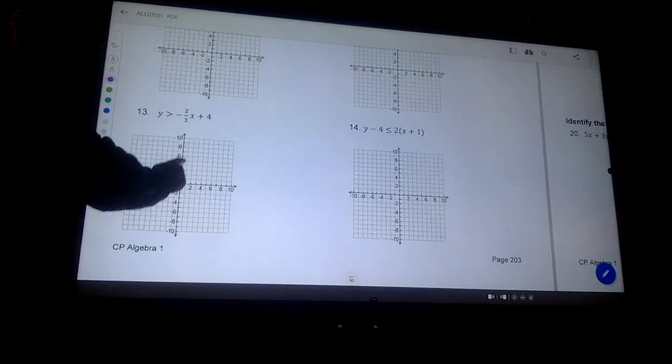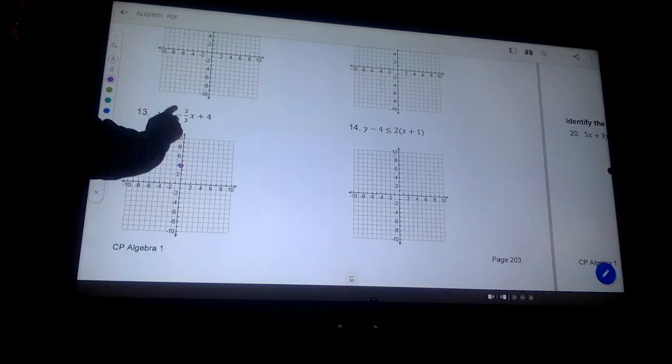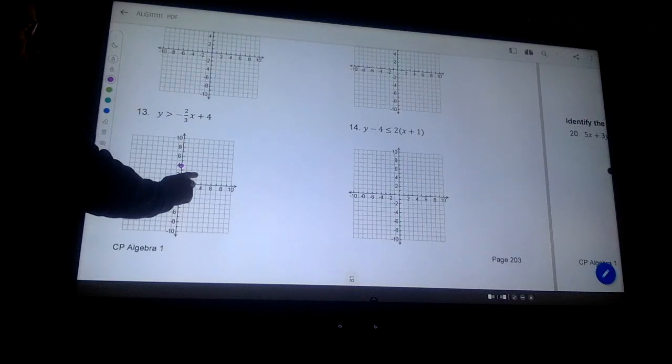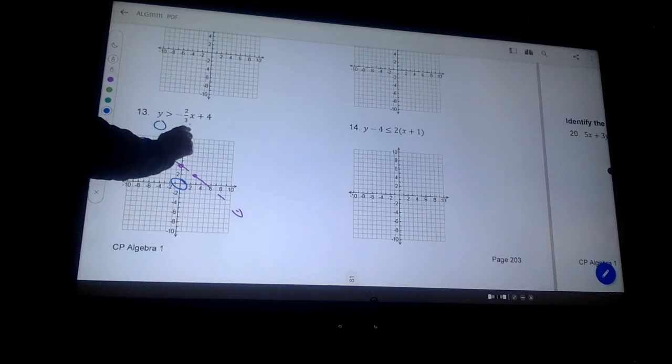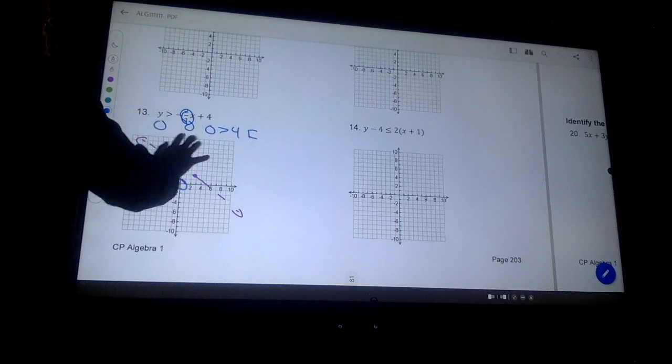So I'm going to shade down here. Number 13, our y-intercept is at 4. We have a slope of -2/3, so down 2, right 3. It's going to be a dotted line. Look where 0, 0 is, right there. Plug 0 in there, plug 0 in there. That becomes 0 then. Is 0 greater than 4? That's false. So I'm going to shade up here.